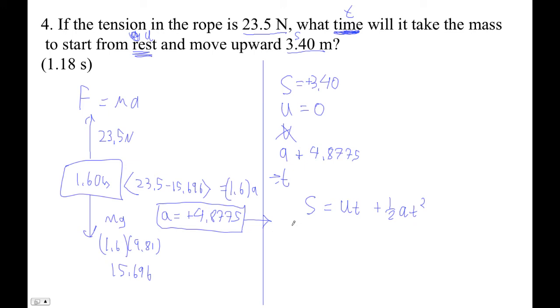So we have 3.40 equals 0 plus 1/2 times 4.8775 times t squared, right? So now we've got to do maths. What are we going to go? I'm going to go 3.4 times 2 divided by 4.8775, which is, for me, just second answer, right? That's t squared. So t squared is like 1.39, and then I'm going to square root that. And I get 1.1807.